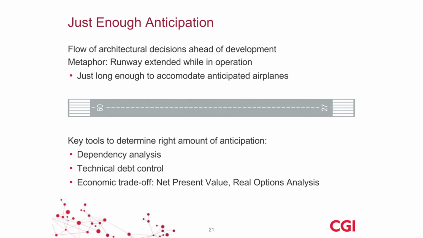And if your architecture runway is a grass strip, and the feature that you have to build is a Boeing 747, then it will crash. And that's exactly what happens if your architecture is not good enough, not strong enough to build certain features that are coming. So the secret of just enough anticipation is to know what kind of planes are coming, and to build your runway just long enough and just strong enough to be able to land those planes.